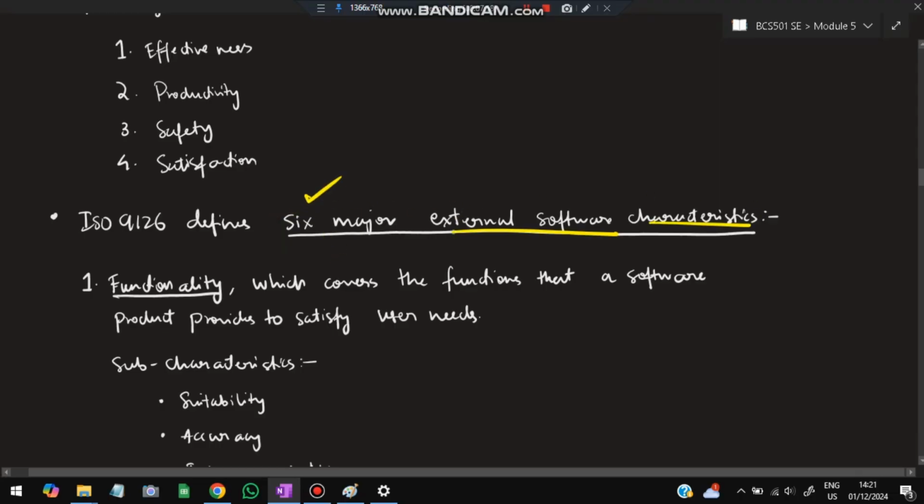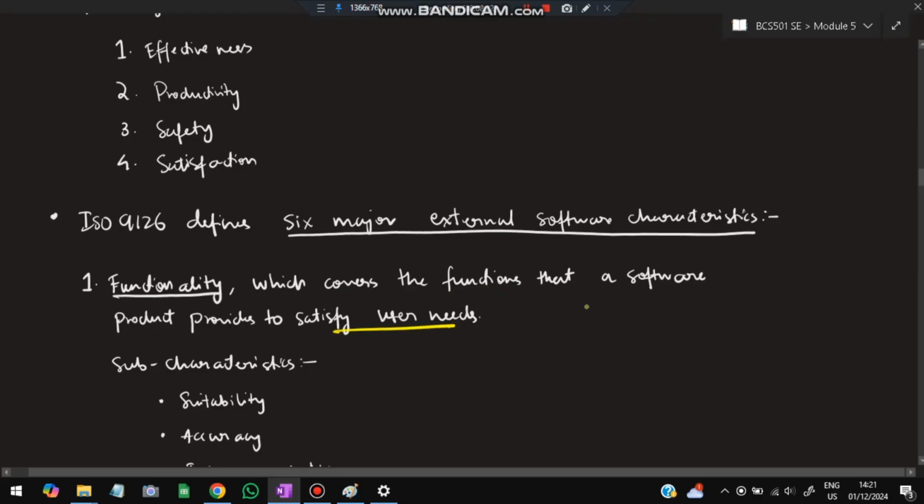What are the six major external software characteristics? Okay, first is functionality. Just imagine one product, whatever you want, and based on that product, I'll be discussing. That product should have good functionality. What does functionality mean? It covers the functions that a software product provides to satisfy the user's needs.